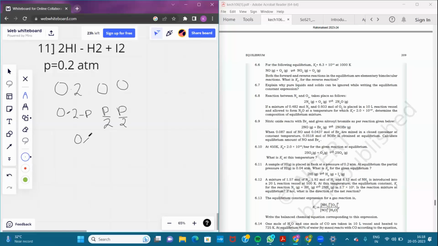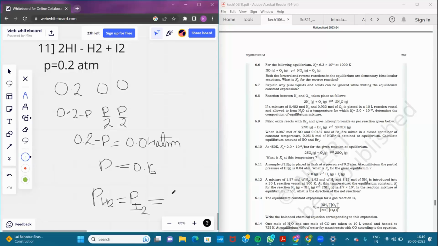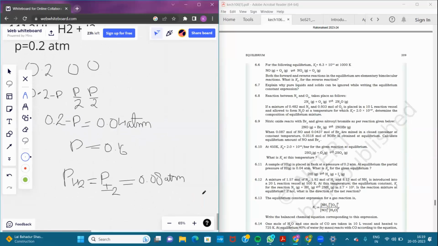Given 0.2 minus P as 0.04 atm, we'll get P as 0.16. Then the pressure of H2 and the pressure of I2 will both be P by 2, that is 0.08. The unit is atm, so we better mention that.